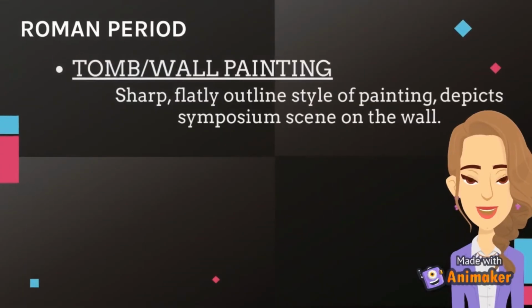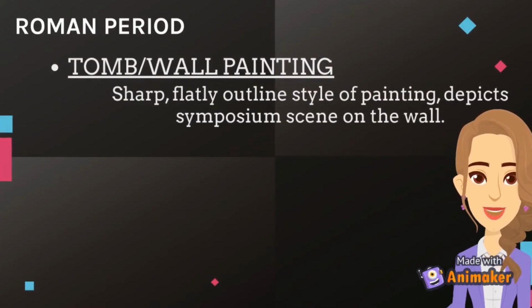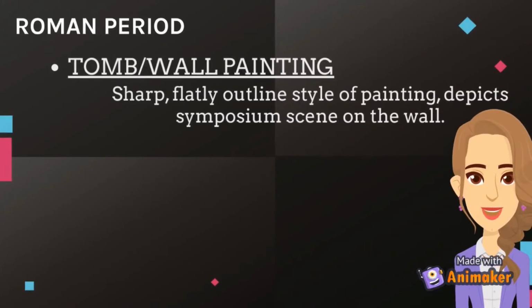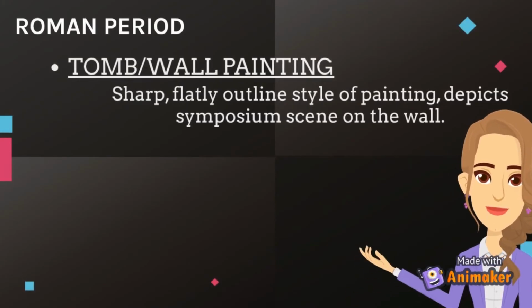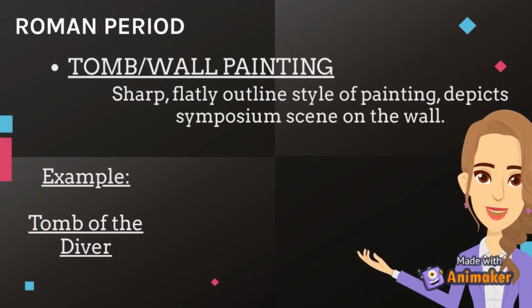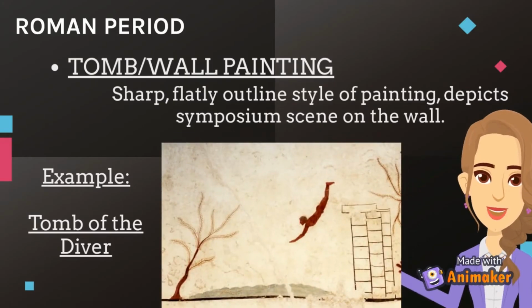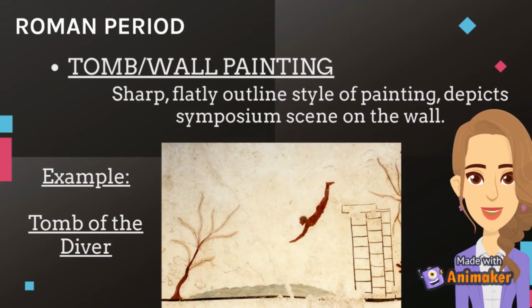Another art in the Roman period is the tomb or wall painting. It is a sharp, flatly outlined style of painting that depicts a symposium scene on the wall. An example of it is the Tomb of the Diver in 470 BC. In tomb paintings, artists rely on the shade and hues of paint to create depth and a lifelike feeling.